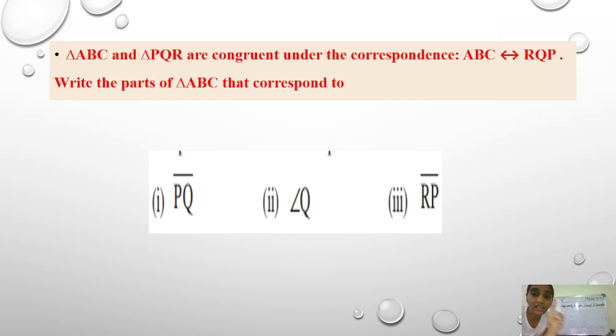So students, if it is written that ABC corresponds to RQP, it basically means A corresponds to R, B corresponds to Q, and C corresponds to P. Okay, a simple way of representing it. Because they are saying they are congruent under this correspondence, we have to write the part of the triangle which is corresponding to the first line segment, PQ. So students, what do you think?